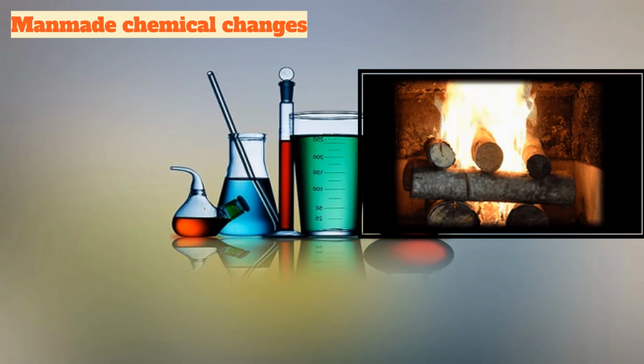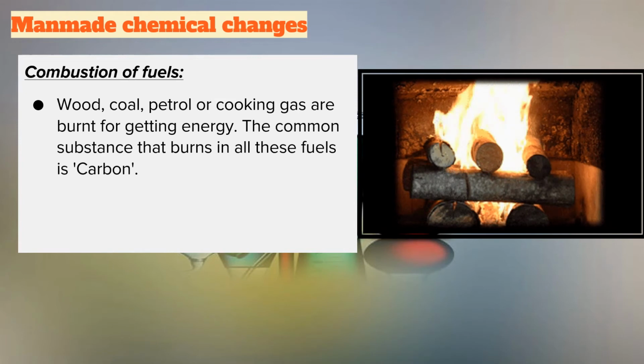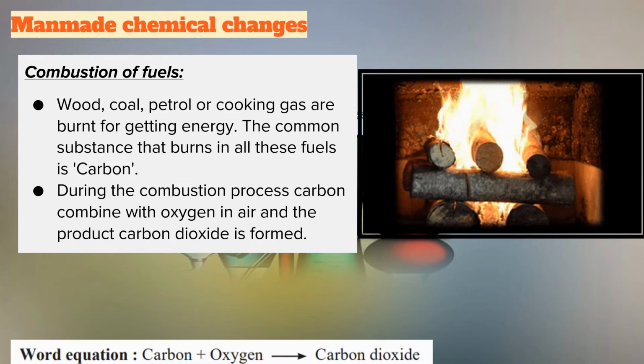Cooking gas is used for cooking, so LPG cylinders are used, and we combust or burn them so that we can cook. And we burn petrol and diesel in our cars so that our car gets energy to move ahead. The common substance that burns in these fuels is carbon. During the combustion process, the carbon combines with oxygen in air, and the product carbon dioxide is formed. So let us take a look at the word equation and chemical equation.